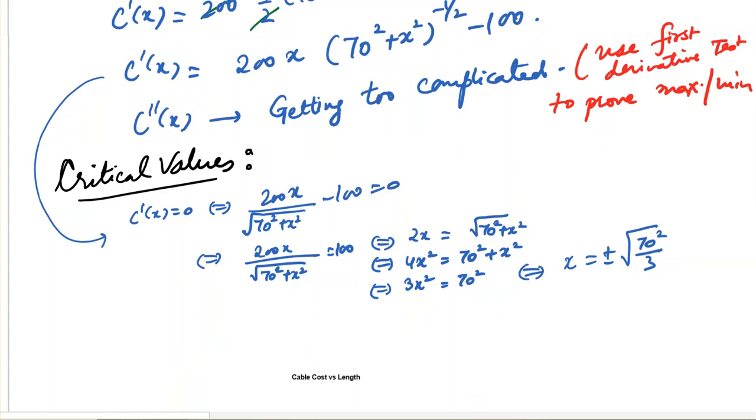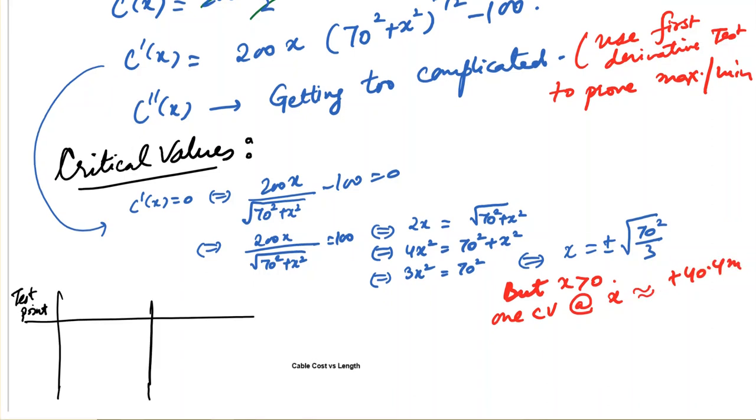But since we know that x is a length, a length of a side, it means x cannot be negative. So x is positive, and therefore we have only one critical value, at x equals approximately 40.4 meters. Since we have only one critical value, we want to see whether it's a point of maxima or minima. So I'm going to use the first derivative test. My critical point is 40.4. I'm going to choose a test point on the left of it and on the right of it. On the left, I choose 40. On the right, I choose 41.